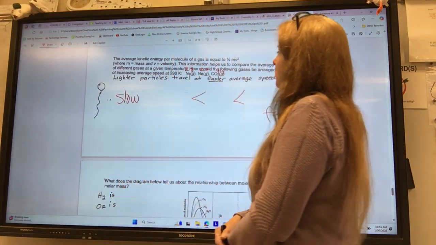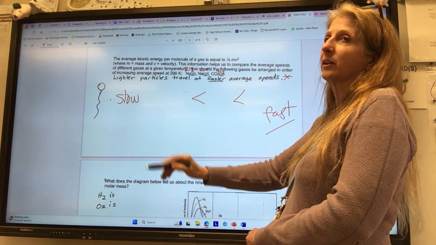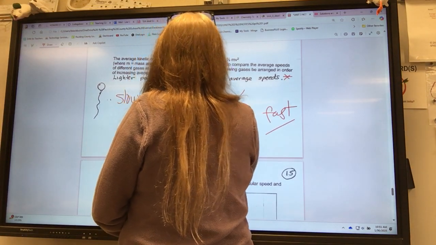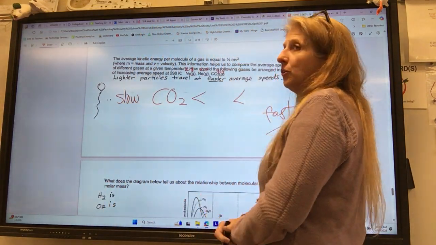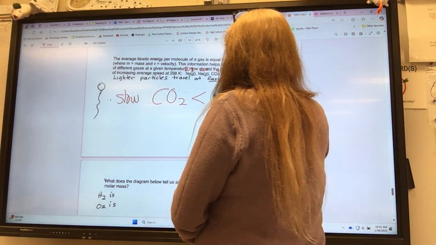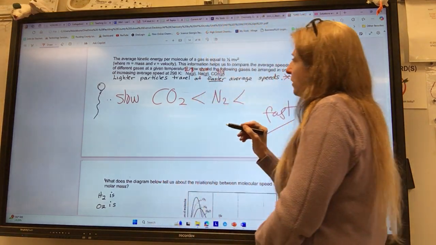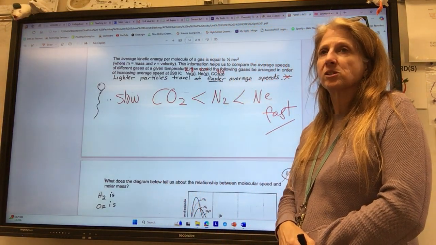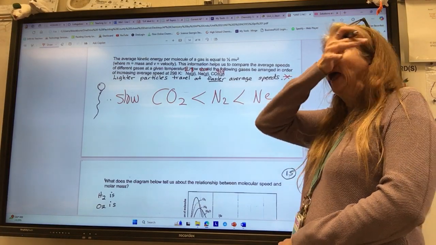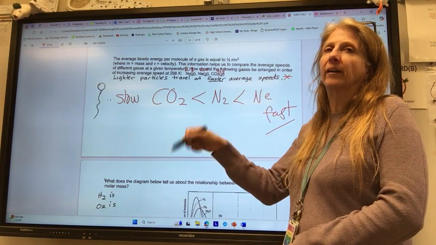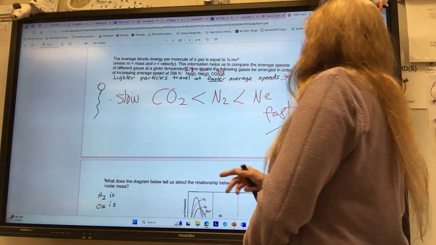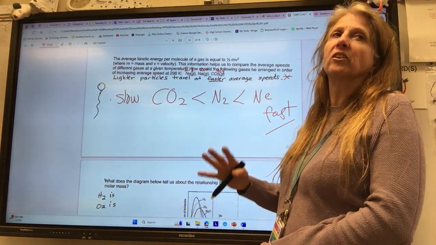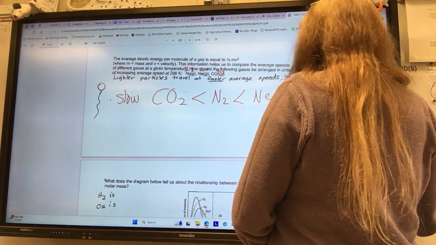Okay, so who's the biggest? Who's going to be big and slow? Carbon dioxide. Who's medium? Nitrogen at 28. And who's the smallest and fastest? Neon at 20. That's an easy problem. AP loves this. They like comparing stuff because it is showing that you understand the concept and can apply it. It's a little higher order thinking there.